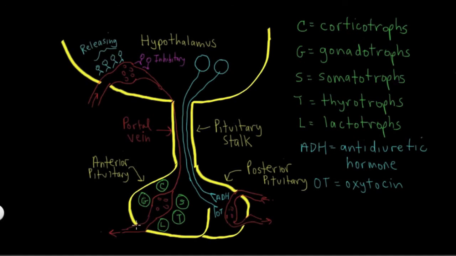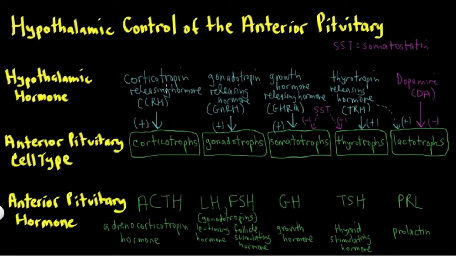And then we have our two major inhibitory hormones, somatostatin and dopamine, with dopamine being the major inhibitor of lactotroph release of prolactin. So to summarize again, you should be able to list the major hypothalamic hormones that are listed here: CRH, GnRH, GHRH, TRH, and the two major inhibitors, somatostatin and dopamine, as well as the major anterior pituitary hormones, ACTH, gonadotropins LH and FSH, growth hormone, TSH, and prolactin. And that concludes the lecture on hypothalamic control of the anterior pituitary.